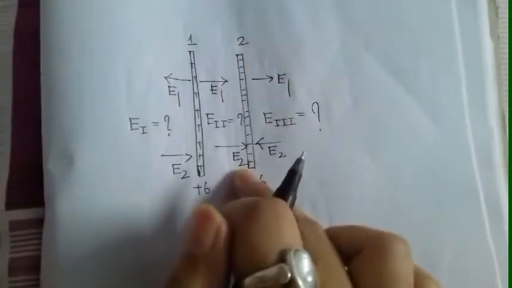Now in region 2, everybody is able to see E1 and E2 are in the same direction. So E should be equal to E1 plus E2, which is sigma by 2 epsilon 0 plus sigma by 2 epsilon 0. So it comes to sigma by epsilon 0.